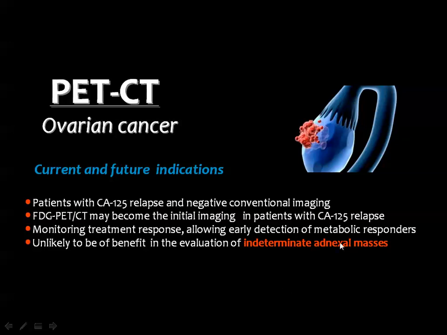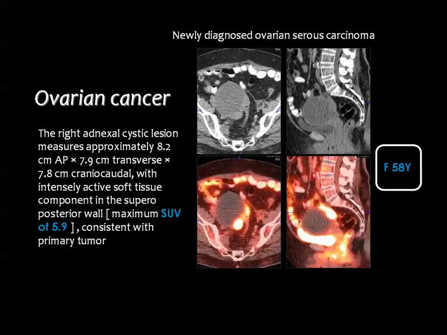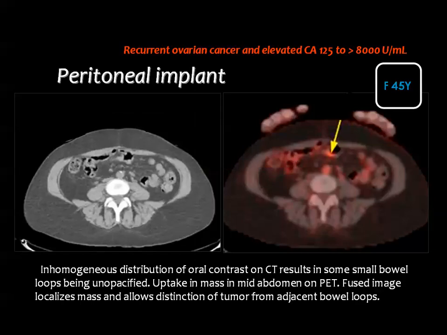Monitoring the therapeutic response is one of the values of PET-CT, but be careful that PET-CT is unlikely to be of benefit in the evaluation of indeterminate adnexal masses. If you don't know what this tumor, this ovarian mass, is, PET-CT will not be of help. And then you can easily diagnose the primary tumor in the ovary by ultrasound, by CT, and by MRI, and this is not the major role for PET-CT.